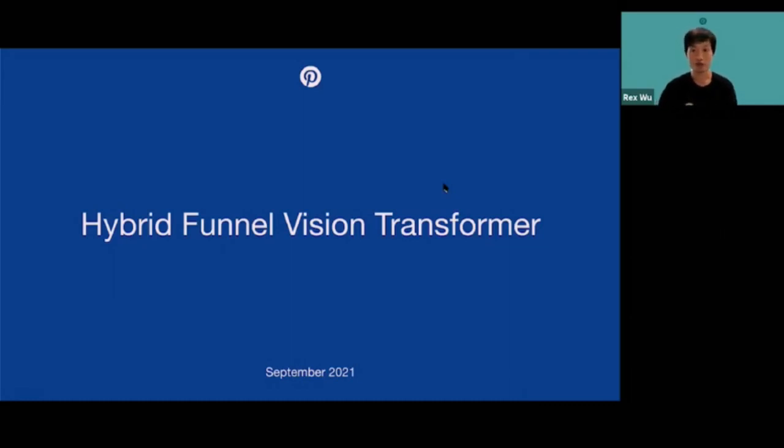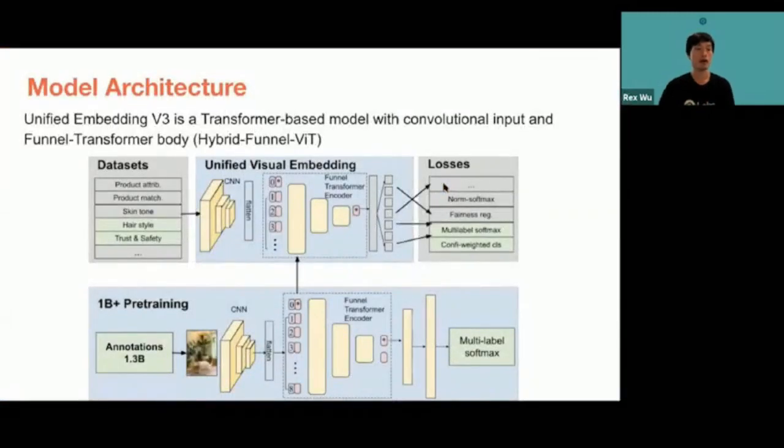Next, I want to introduce the transformer model architecture we use, called hybrid funnel vision transformer. This model architecture is very similar to the original vision transformer model. So I just want to highlight two key differences. First, for the input to the transformer, instead of using image patches, we use the output feature map of a convolutional neural network model. Hence, we have the prefix hybrid.